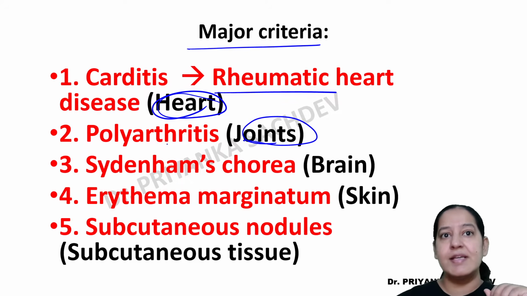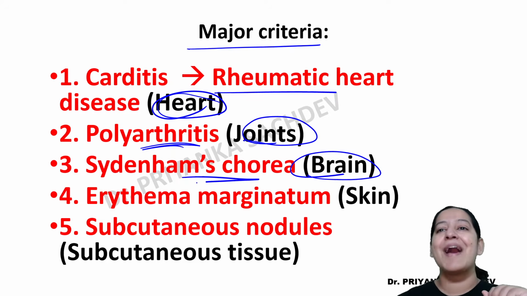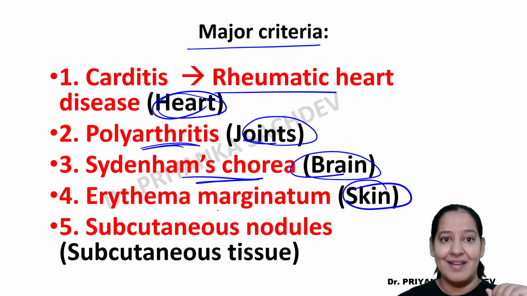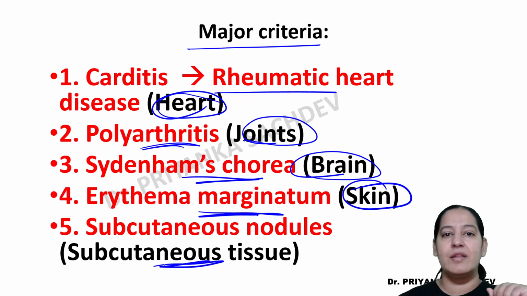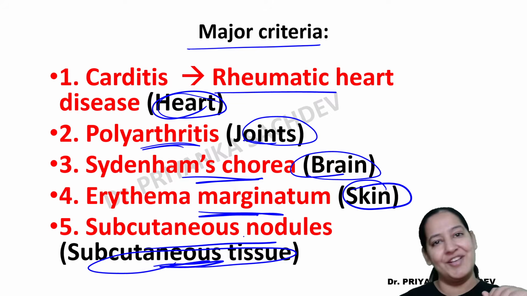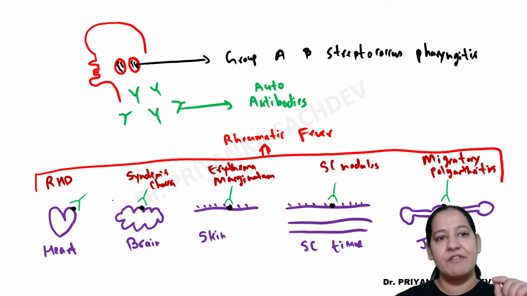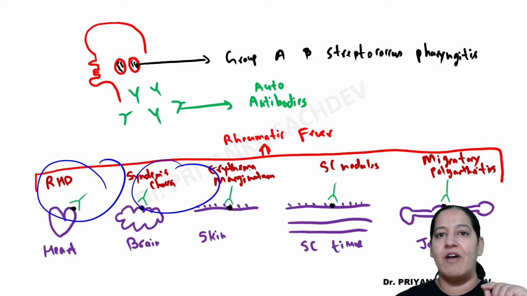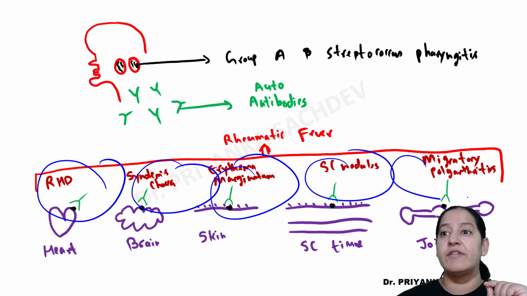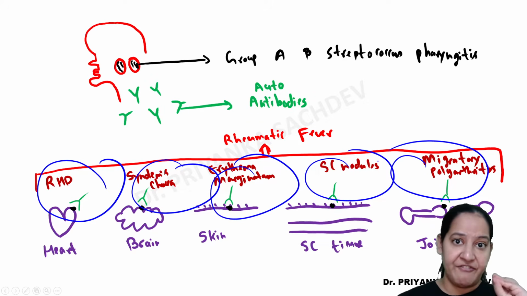In the joints, it is migratory polyarthritis. In the brain, it is Sydenham's chorea. In the skin, it is erythema marginatum. And in the subcutaneous tissue, it is subcutaneous nodules. So these are the 5 major criteria. 1, 2, 3, 4, 5. So the names of 5 diseases in the 5 organs are the 5 major criteria of Jones.